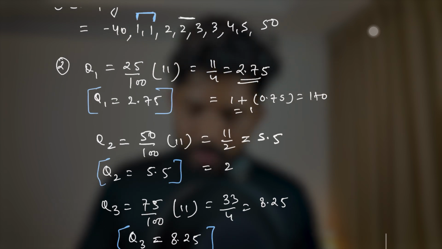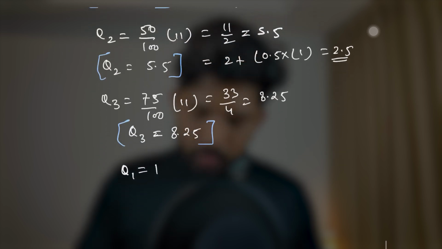So I can write 2 plus 0.5 multiplied by 3 minus 2, which is 1, and it is 2.5, right? So Q2 is equal to 2.5.